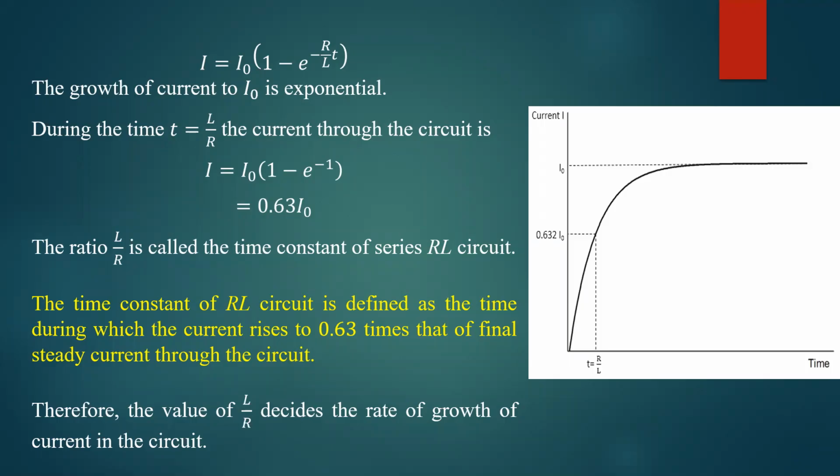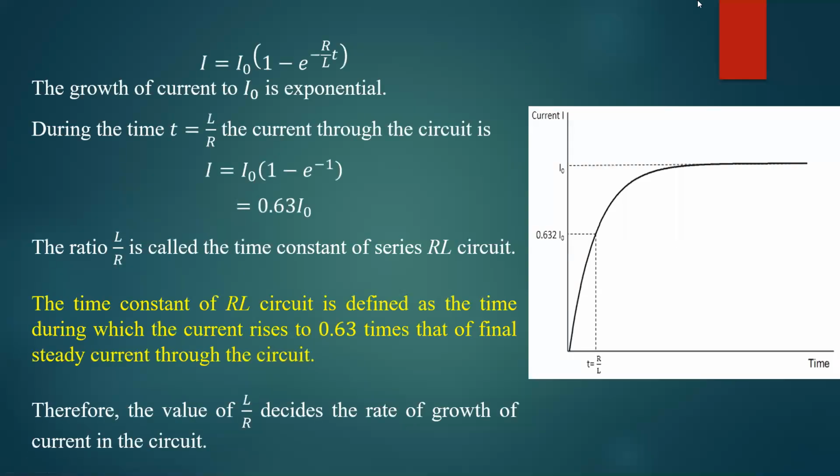Whereas when R is very small, L by R will be large. Then it takes more time to observe the growth of the current, so current increases slowly. So the value of the ratio L by R decides the rate of growth of current, or how fast the current increases in the circuit. That can be understood by knowing the ratio L by R. The decay of current we'll consider in the next class.